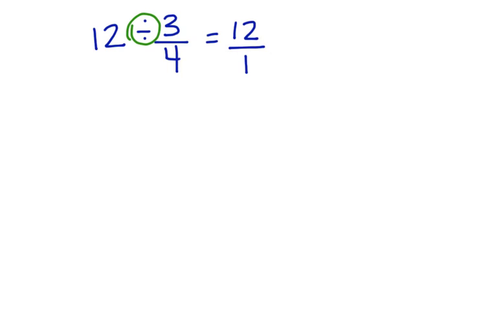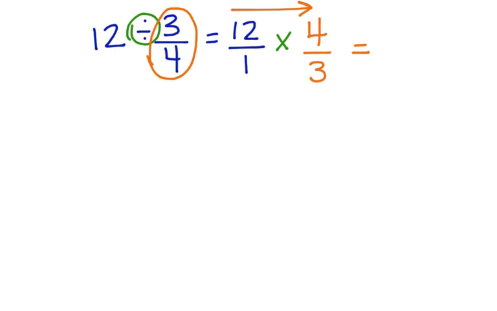Next, change division to multiplication and multiply by the reciprocal of the second number, 4/3. Now we can multiply across. 12 times 4 is 48. 1 times 3 is 3. Finally, we divide 3 into 48 and we get 16.